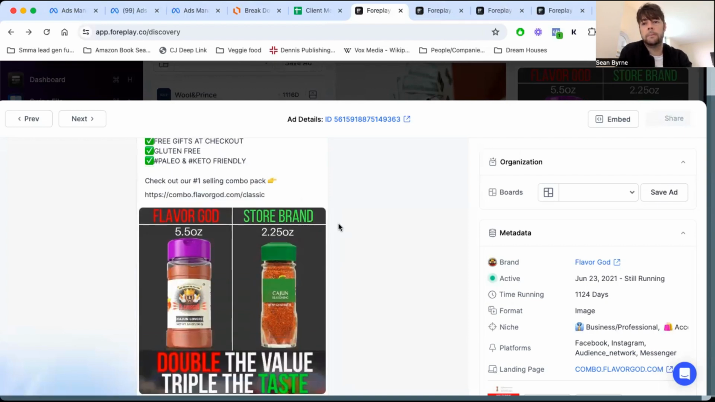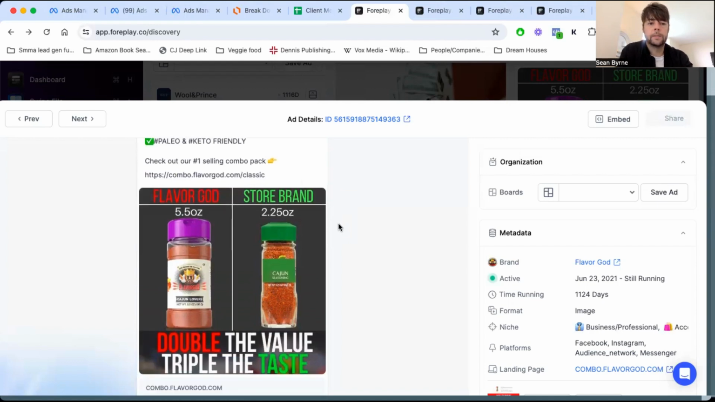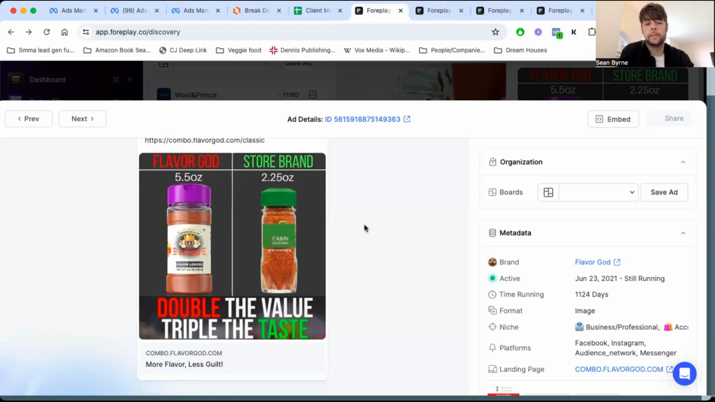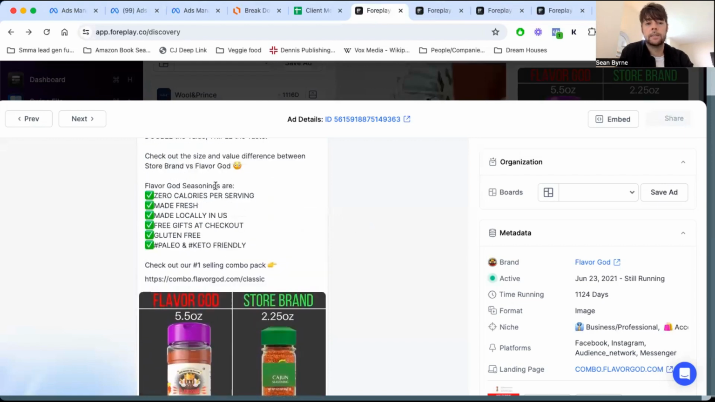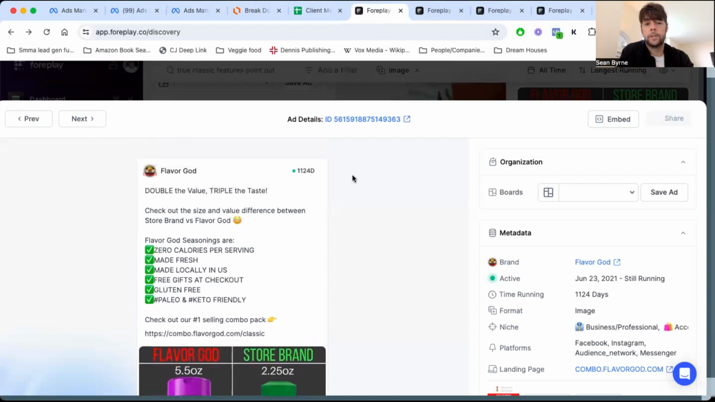And this is called the us versus them. Okay, so double the taste, triple the, that's essentially their sort of catch, right? So you're getting more value with Flavor God rather than the other options that are out in the market. So this is just a very good example of an us versus them. And you can see here that this is obviously continuing to run after all this time. So there's absolutely money being made here on that ad.